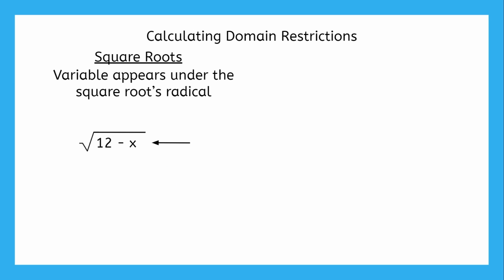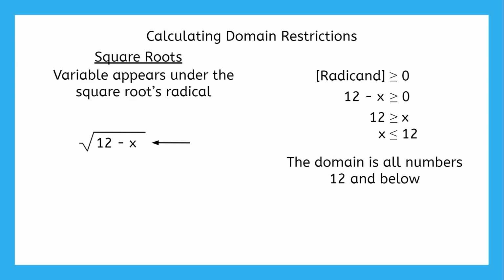As for square roots, the rule is that the radicand, which means the part underneath the radical, has to be greater than or equal to 0. So to calculate this domain restriction, we take the radicand out of the square root, set it greater than or equal to 0, and solve. To solve this, we add x to both sides, then flip it over so it's easier to read, and we get x is less than or equal to 12. In other words, the domain includes all numbers 12 and below.